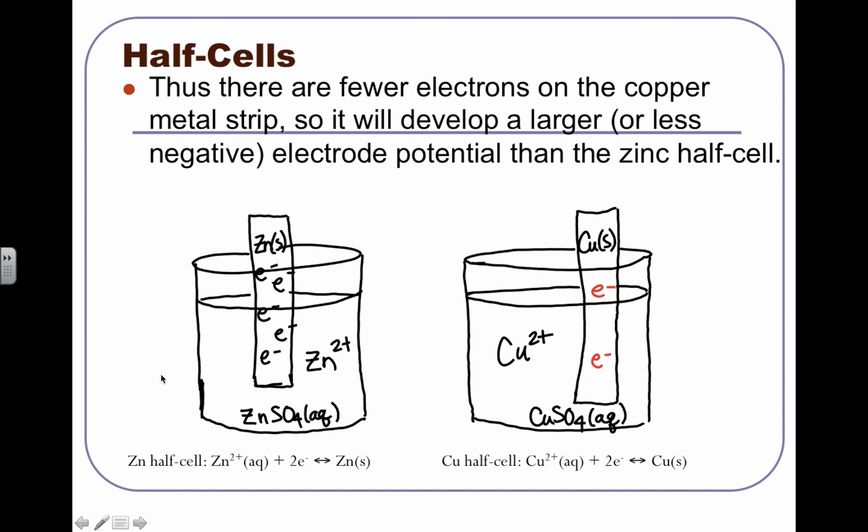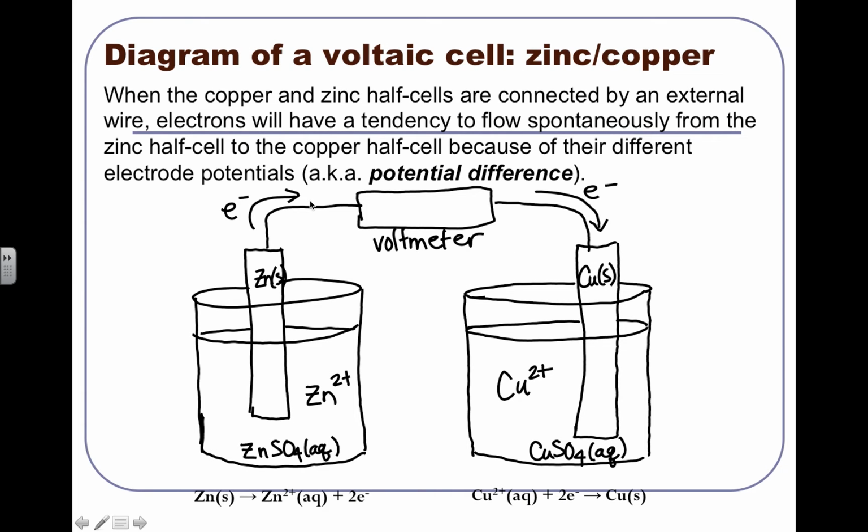So we could say that there's more electrons in this electrode. You don't have to draw this part. So it has a larger... the copper electrode is going to be less negative than the zinc. So then if we connect them, electrons will flow.